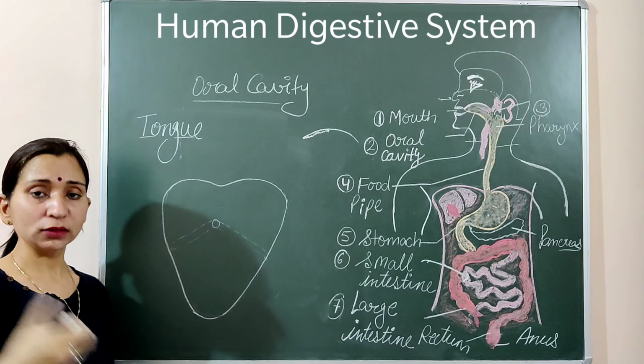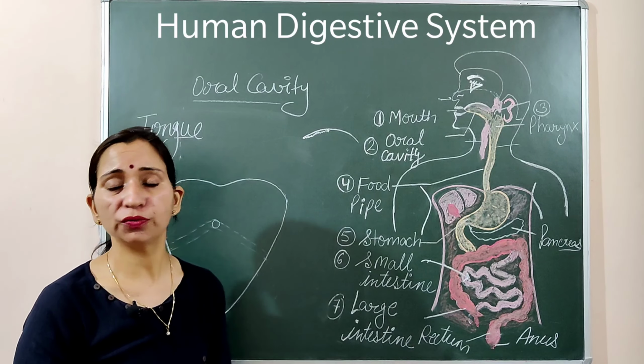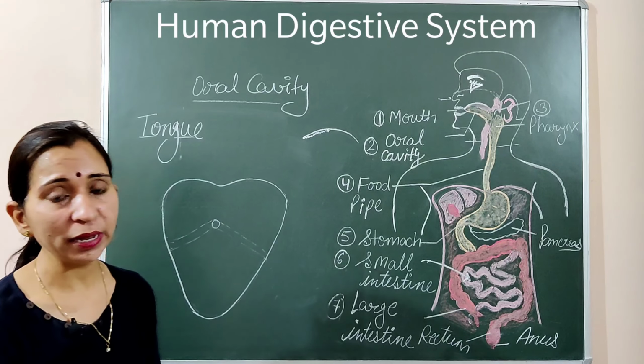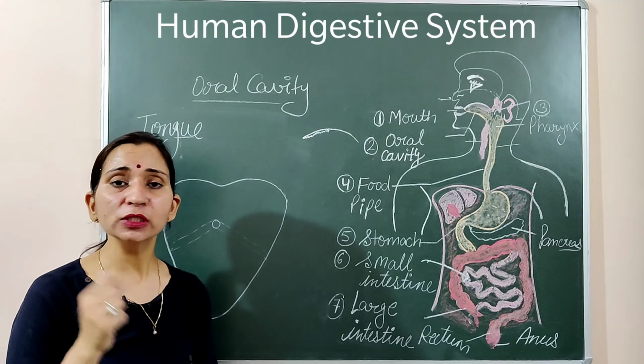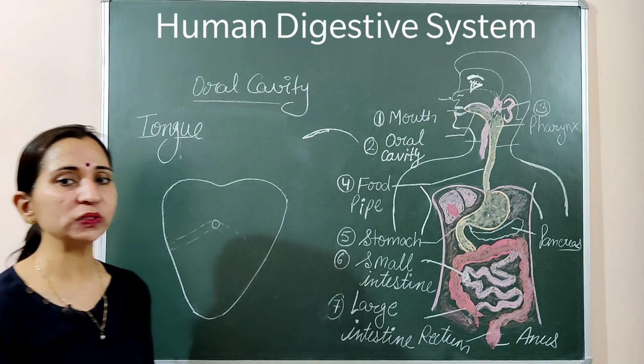Tongue, as you can see, and you know that the tongue is the part which helps in the mastication of the food, that is, it helps in chewing the food. Tongue is a muscular, freely movable structure, and it is made up of skeletal muscle.